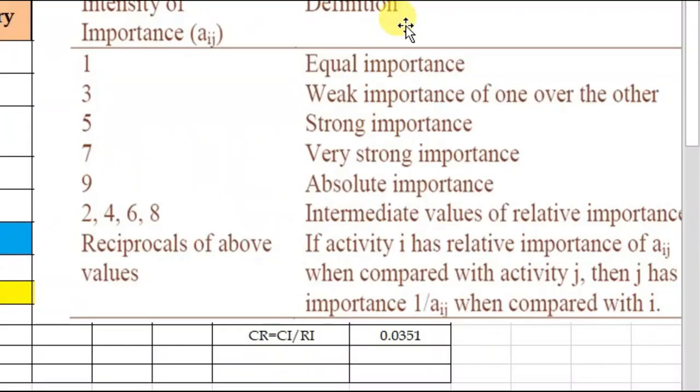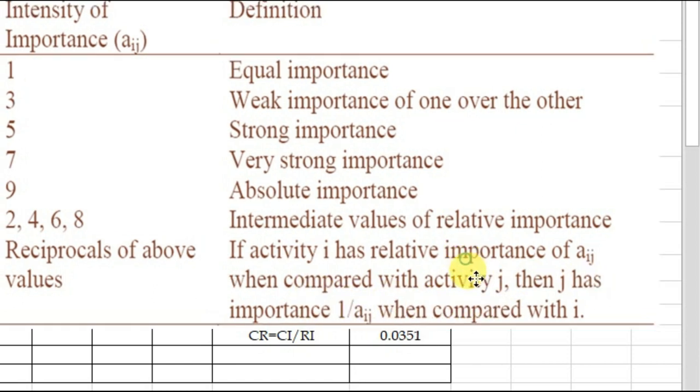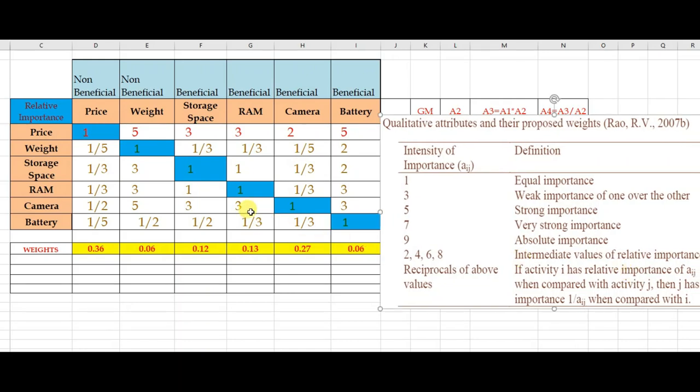the reciprocal of that. Now which rule are we considering in this case? When activity I has relative importance Aij as compared to J, then J has importance 1 upon Aij when compared with I. So that means while comparing in the reverse way, we have to assign the reciprocal of that value. This is the way I have assigned value 3 when I compare price with respect to storage space. That means I am giving weak importance to the price over storage space, and likewise I have compared all these values, and this is the relative importance matrix.